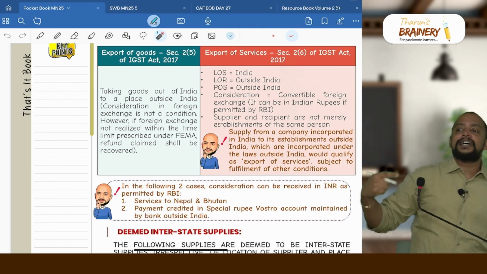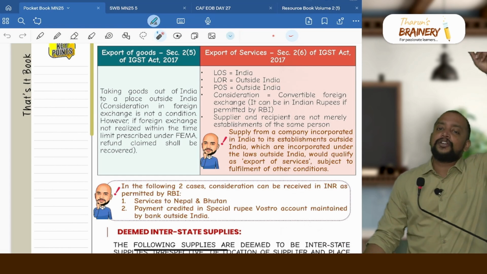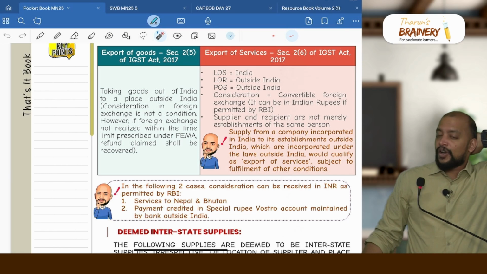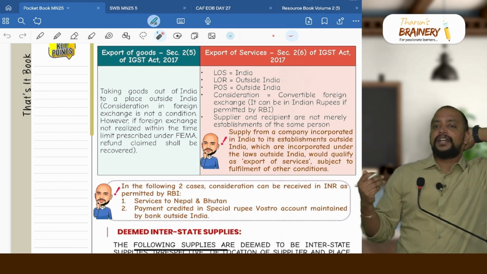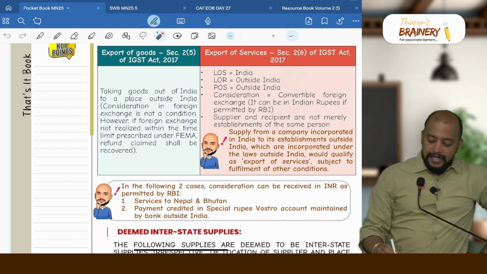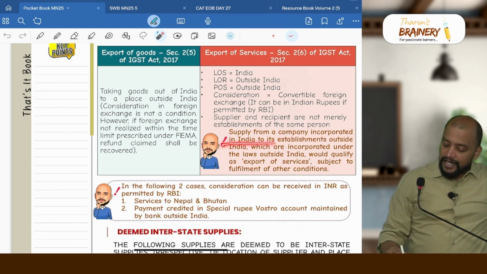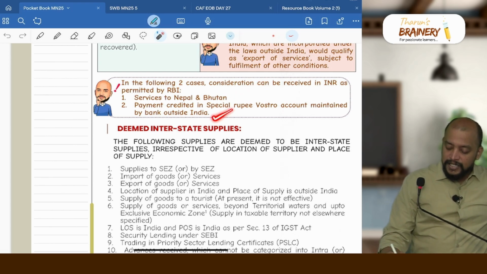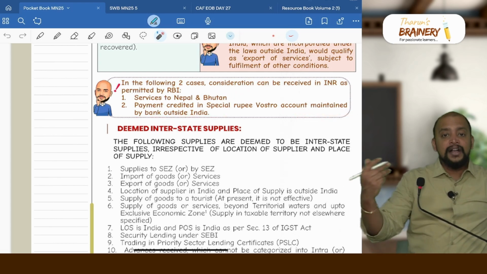Then will it be treated as two establishments of the same person? No, as it is separately incorporated there, they have a separate identity there. Due to that reason, it will be called a different person. It will not be called two establishments of the same person. Supply from a company incorporated in India to its establishment outside India, which is incorporated under the law outside India, would qualify as export of service subject to fulfillment of other conditions. In the following two cases, consideration can be received in Indian rupees as permitted by RBI. What is that? Services to Nepal and Bhutan, and payment credited in a special rupee escrow account maintained by a bank outside India.